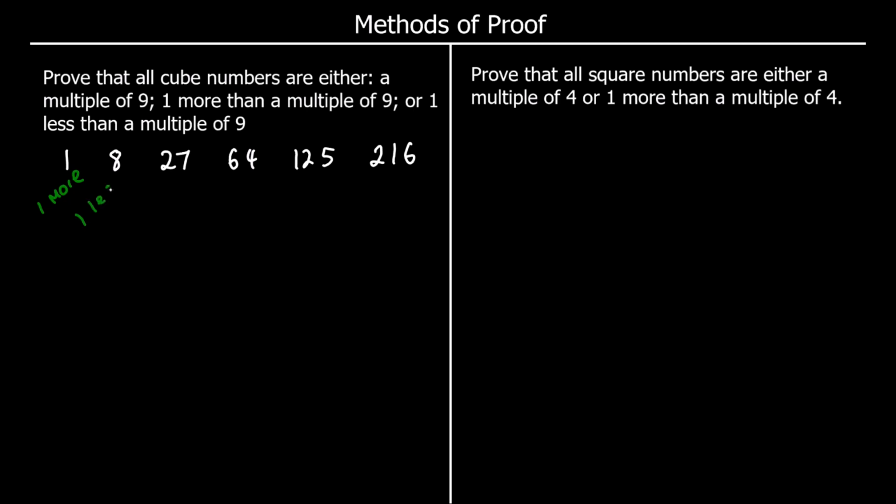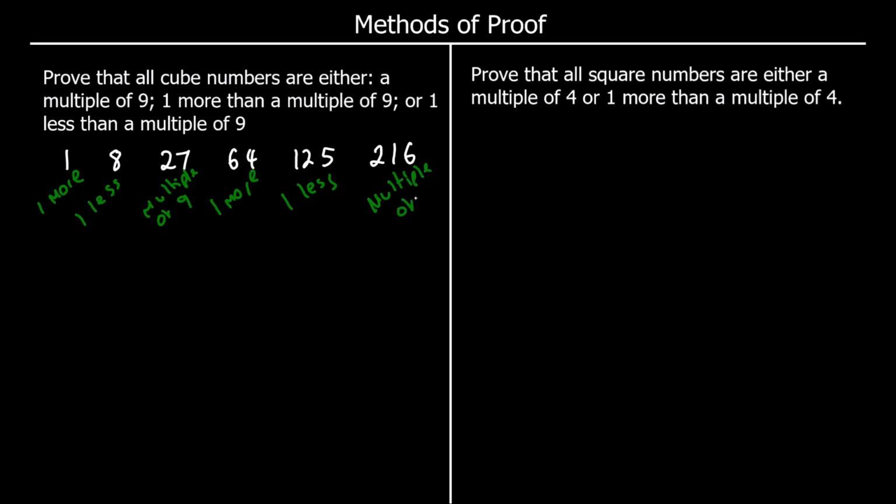Well, one more than 9 times 0. One less: 8 is 1 less than 9. And then we've got a multiple of 9 for 27. 64 is 1 more. It's 1 more than 63. 125 is 1 less, 1 less than 126. And then 216 is a multiple of 9 again.